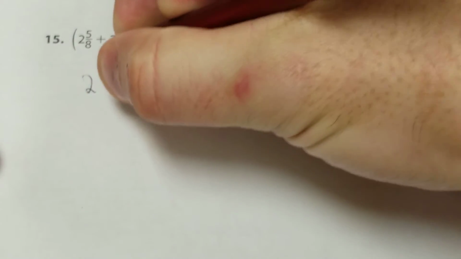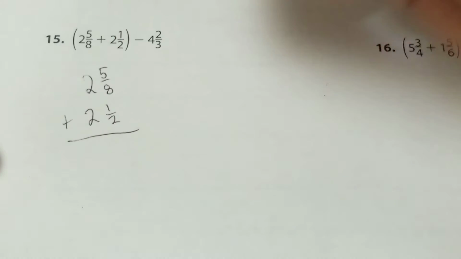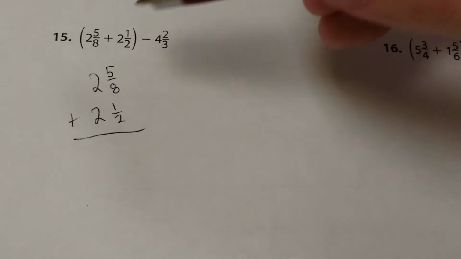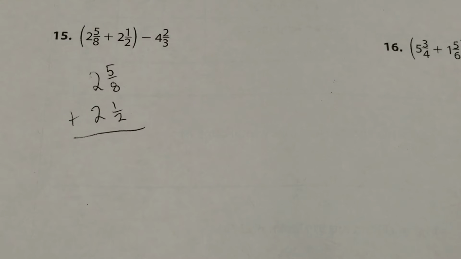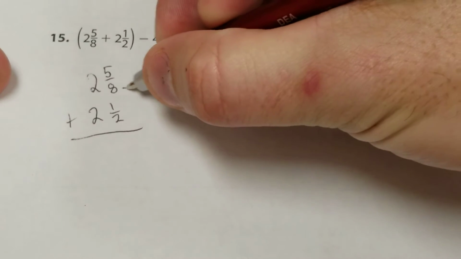So what I'm going to do is write 2 5/8 plus 2 1/2. I'm going to write it vertically, it's just easier for me. I'm noticing that I have an 8 and a 2 as my denominators. I have to find the least common multiple in order to make them equal. If I count by 2s, I go 2, 4, 6, 8. If I count by 8s, 8. 8 is my least common multiple.